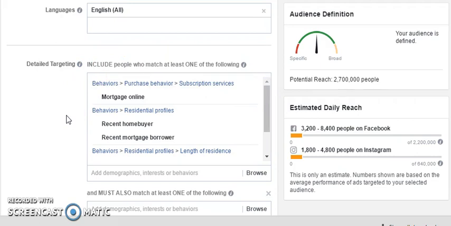So for you to reach out to them and say, hey, would you be interested in paying less in your monthly mortgage payment? Nobody's going to say, no, not me. So of course they're going to have interest in that well put together ad or well put together video. It's going to pique their interest.